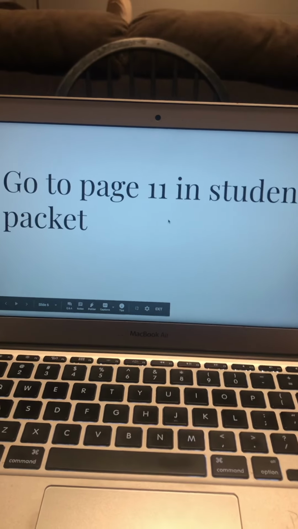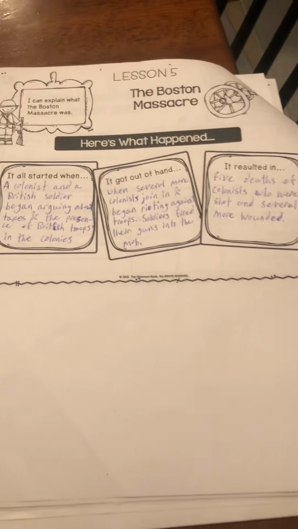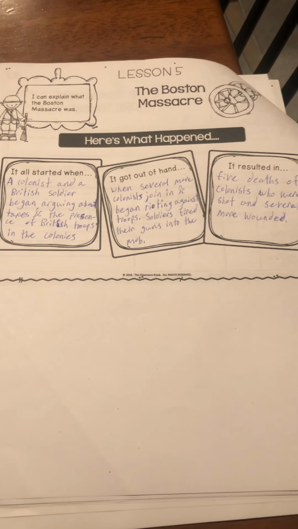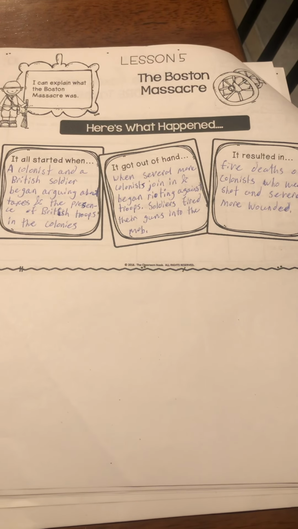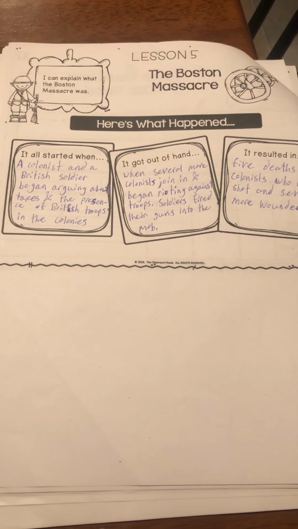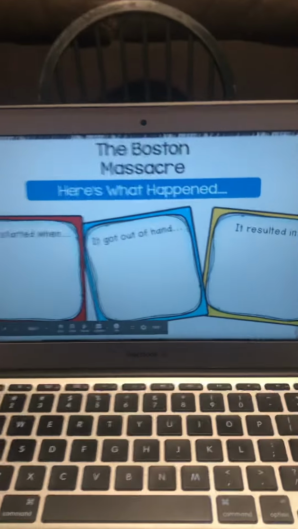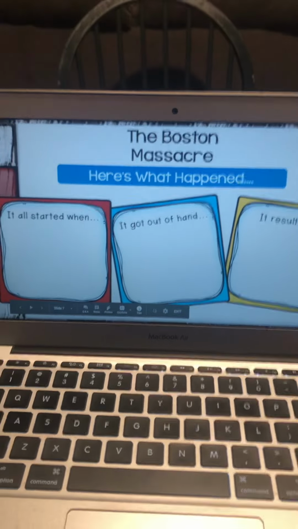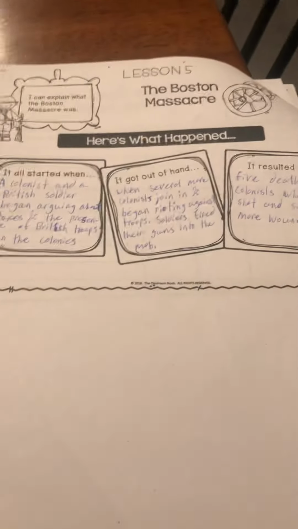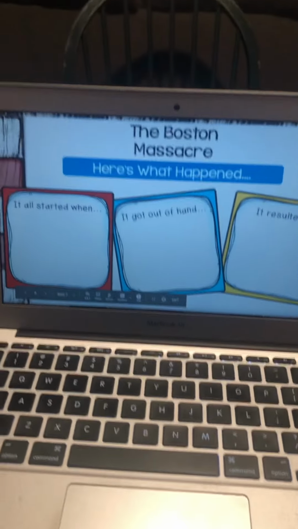Now it says go to page 11 in your student packet. Your page 11 will be like this. This is a great time to also pause the video if you need to, and you can get these answers down. On the other hand though, your page 11 will be looking like this, not color-coded, because it will be black and white, like mine.